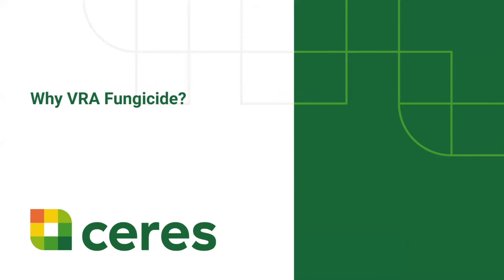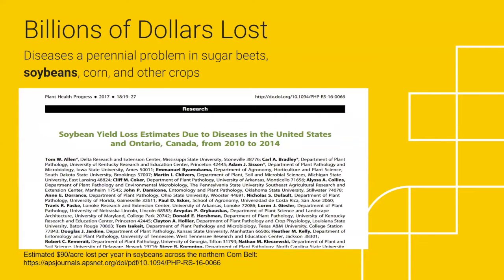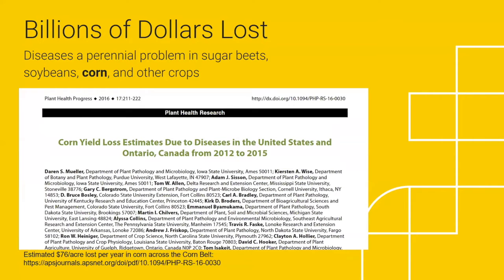So why VRE fungicide? It doesn't matter if you're talking sugar beets, soybeans, or corn. There are myriad problems with diseases generating billions of dollars in lost revenue every year across the conterminous United States and the world. That's well documented in the literature. You look at the University of Minnesota Extension agents, there's been a lot of work from sugar beets to soybeans and up into Canada as well. So it's very well established that there are issues with diseases every year in trying to grow and raise crops.